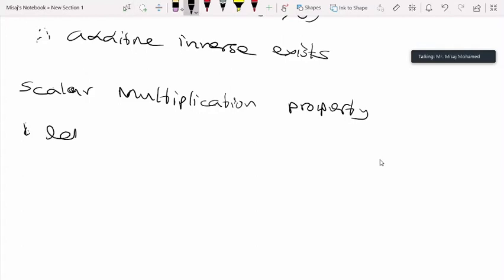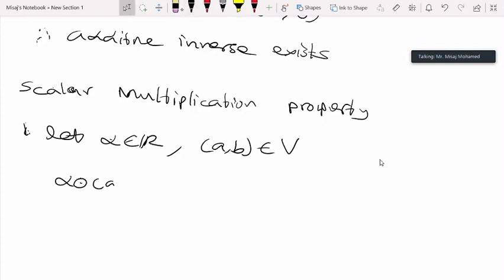Let alpha be any real number, that is R, right? Alpha be any real number, and (A, B) be any vector. Then alpha times (A, B) is what? (alpha A, alpha B). Is alpha A a real number?